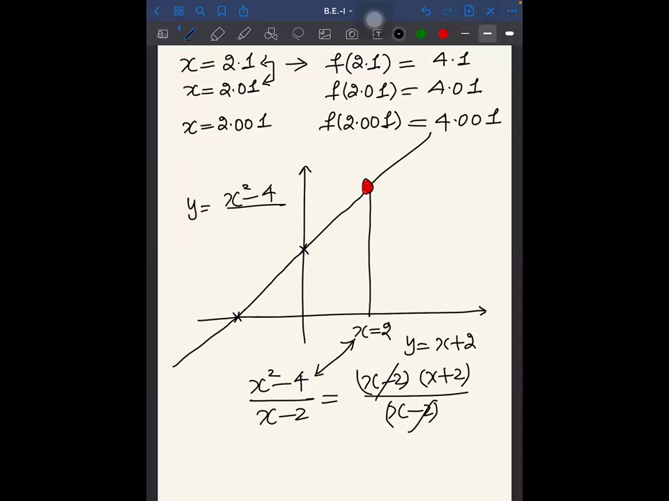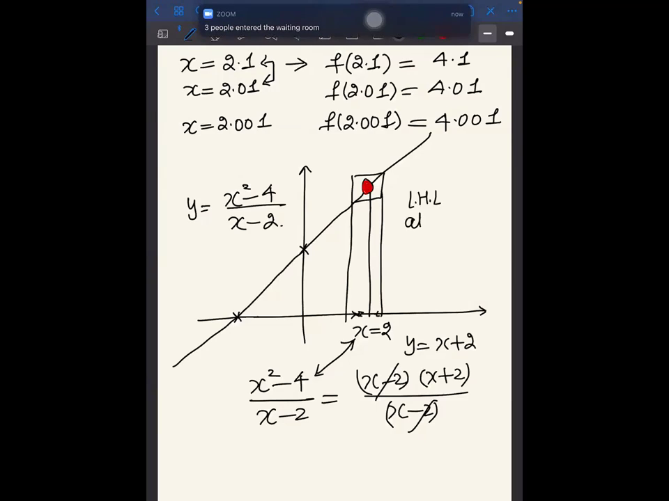Are you getting this? Except this point, everything is fine, everything will look like just a straight line. Are you with me on this? So generally you've done these things in the format of left hand limit and right hand limit. So what do you say? The left hand limit at x is equal to 2 must be equal to the right hand limit at x is equal to 2.